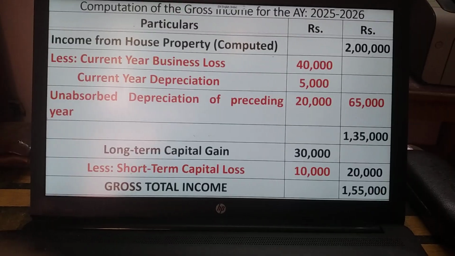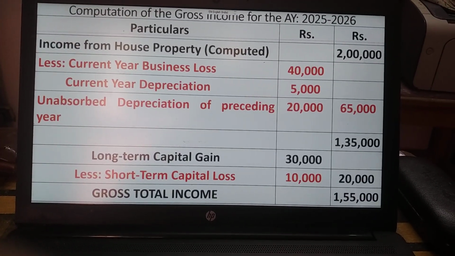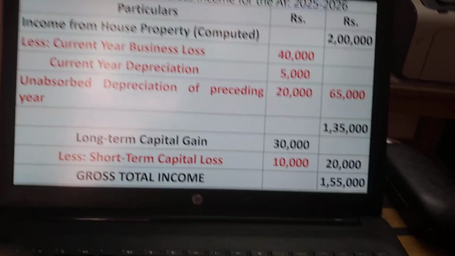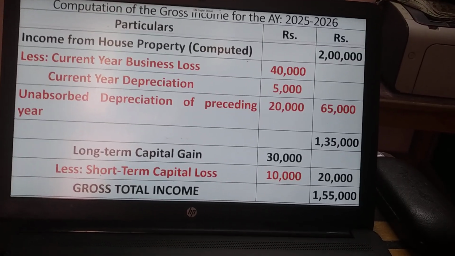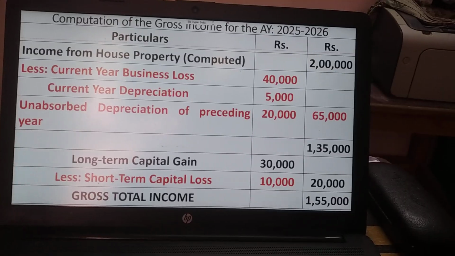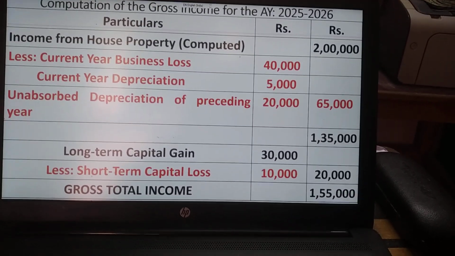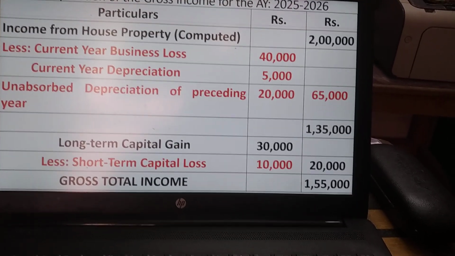Now, short term capital loss can be set off either against the short term capital gain or long term capital gain, as I told earlier. So now short term capital loss 10,000 can be set off against the long term capital gain. Net long term capital gain will be 20,000. 1,35,000 plus 20,000 is 1,55,000.